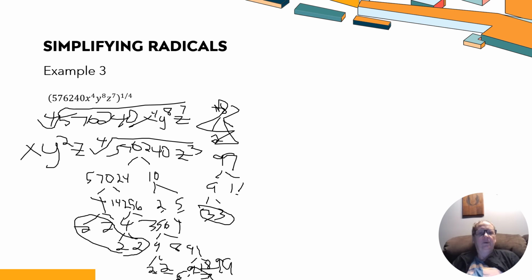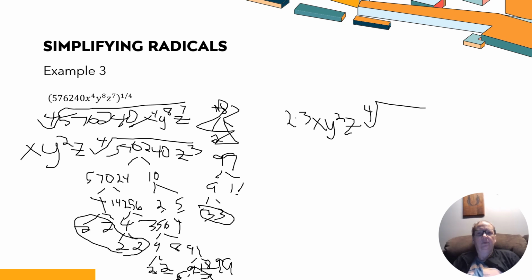stays in. So altogether what comes out is a 2, a 3, that's all that comes out. I still have the x, the y squared, and the z on the outside, and then I have the 4th root of everything left on the inside.